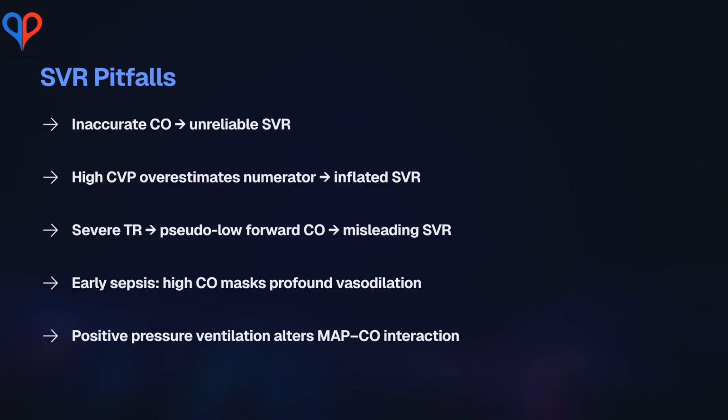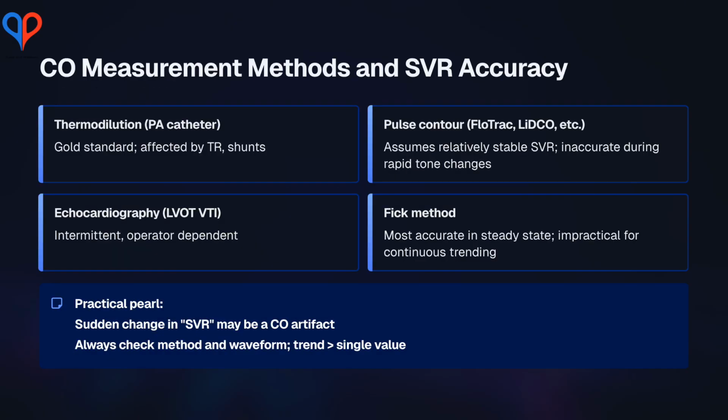Early sepsis can show very high cardiac output and apparently moderate SVR that is actually dangerously low for the patient's physiology. Positive pressure ventilation changes both MAP and venous return, altering the interaction between cardiac output and SVR. Always cross-check SVR against the clinical picture and method integrity. The reliability of SVR is only as good as your cardiac output measurement.